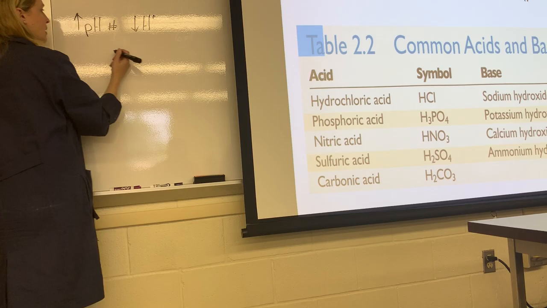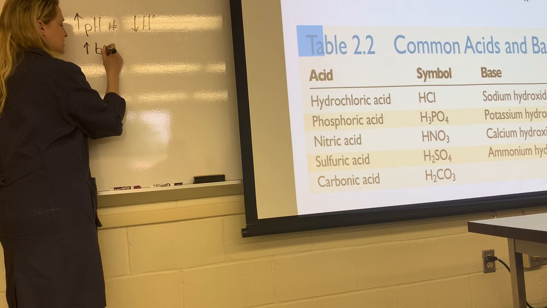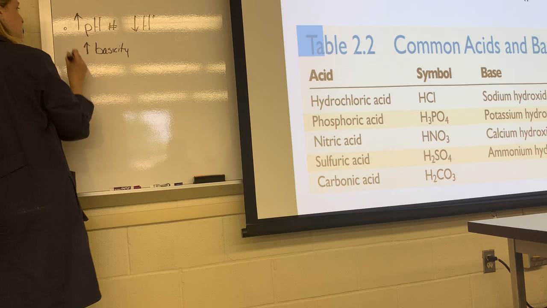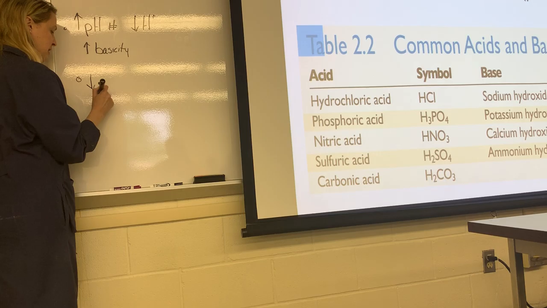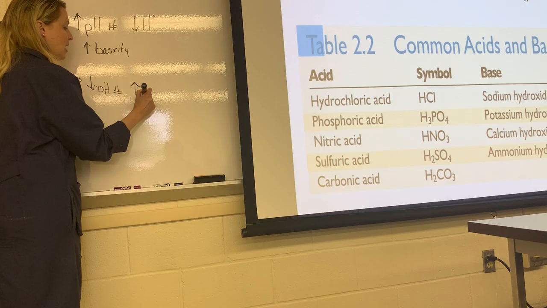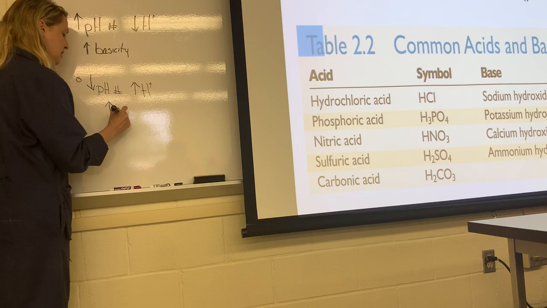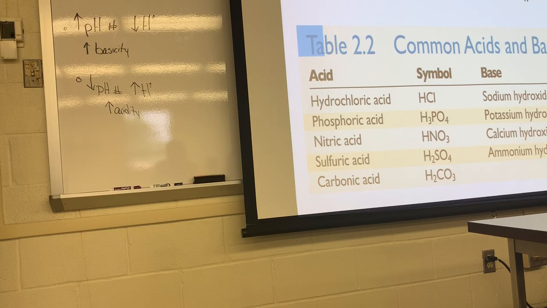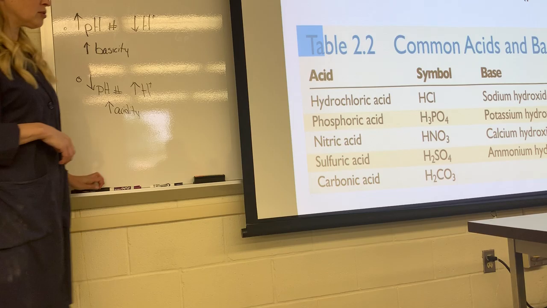and increasing the basicity. And then the inverse is true. As we decrease the pH number, we actually increase the hydrogens that we have in the solution, and we increase acidity. So the more hydrogens we have, the more acidic a particular solution is going to be.